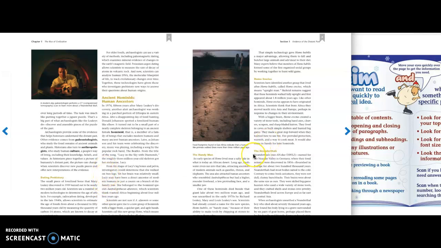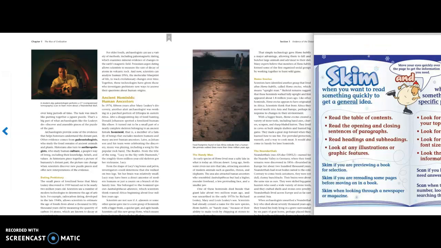What about the Neanderthals? Neanderthals, named for the Neander Valley in Germany, where their fossil remains were discovered in 1856, so that's before this, flourished in Europe for about 200,000 years. So we're moving from Africa to learning more about Europe. Okay, so skimming that gives us a little understanding of the fact that we're learning about people who lived a long time ago. Okay. So we read the headings and subheadings. This is a heading, this is a subheading.